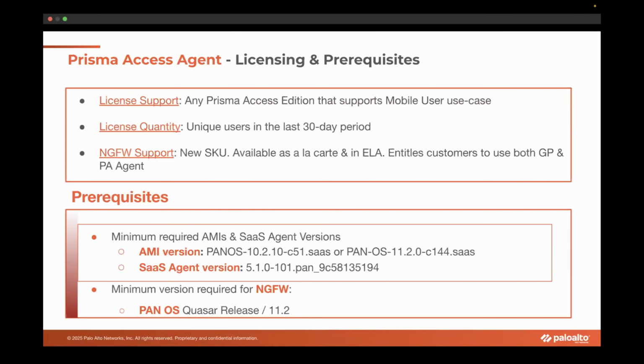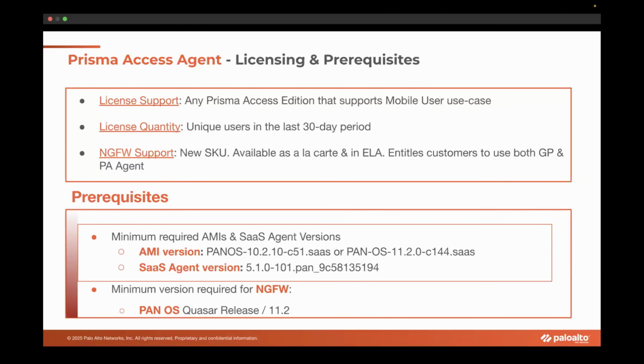Of course, there is an NGFW support as well that I mentioned in the beginning as part of the agenda. So there will be a new license SKU for NGFW. It is available as an a la carte as well as the ELA. So again, here also, although there is a new SKU, it entitles the customer or the user to use both Global Protect as well as the Prisma Access Agent with the same license.